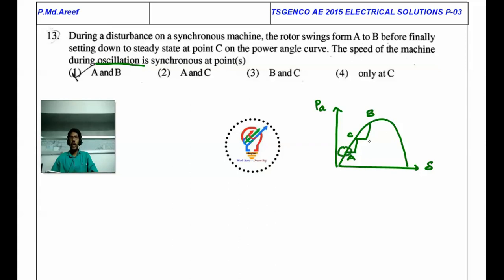So A and B are the two limits for maintaining the stability of the machine. Beyond these values, the machine will lose its synchronous speed. Within these two values, the machine has to be at synchronism. The question asked is during oscillations. When shifting from A to C and C to B, the synchronous points are A and B. These are the limits for the machine, and at these two points the machine is at synchronism. Beyond these points the machine will be out of synchronism, so stability is lost. So the answer is A and B.